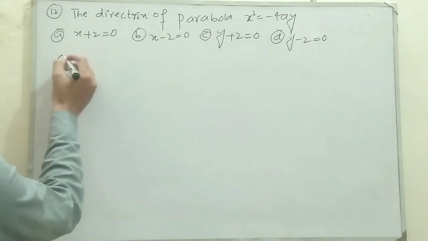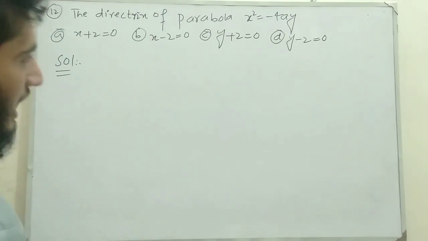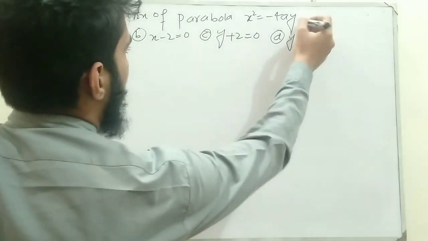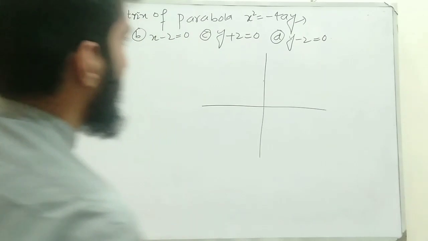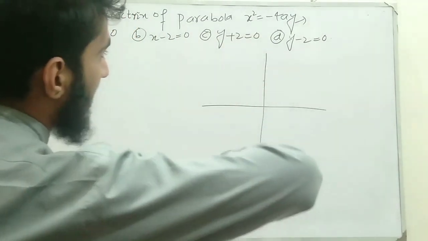So before moving towards the solution, you have to know one thing about a parabola: either the parabola is along the x-axis or it is along the y-axis. We will look at the right-hand side. Here it is y, so the parabola is along the y-axis. But here it is negative, so the parabola moves along the negative y-axis.